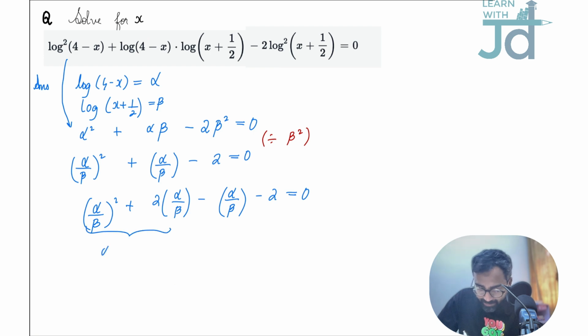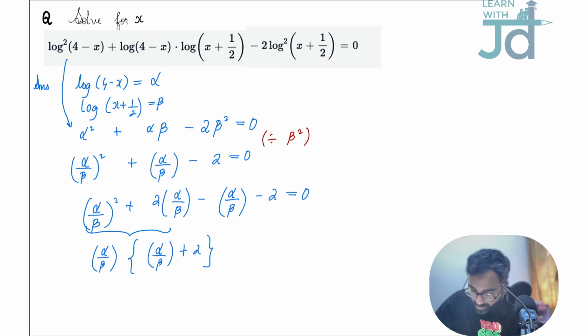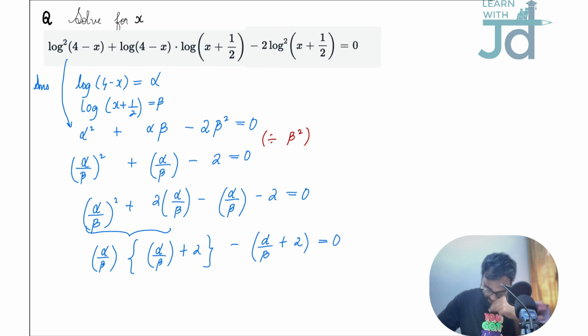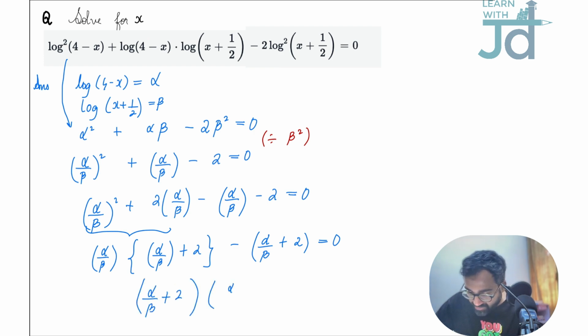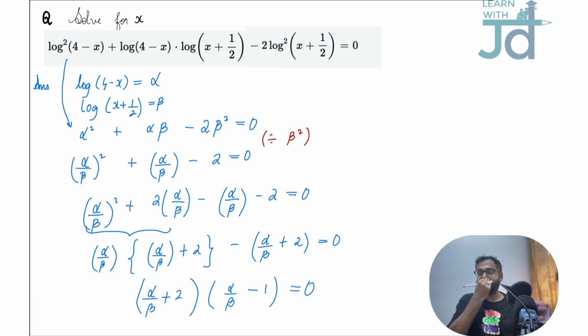Now what is common in these two? Alpha by beta is common. So I'll write alpha by beta plus 2. And here also I need alpha by beta plus 2, so I will take a minus common. Okay, is equal to 0. So alpha by beta plus 2 into alpha by beta minus 1 is equal to 0. You can factorize it something like this. So you will get two values for alpha by beta.